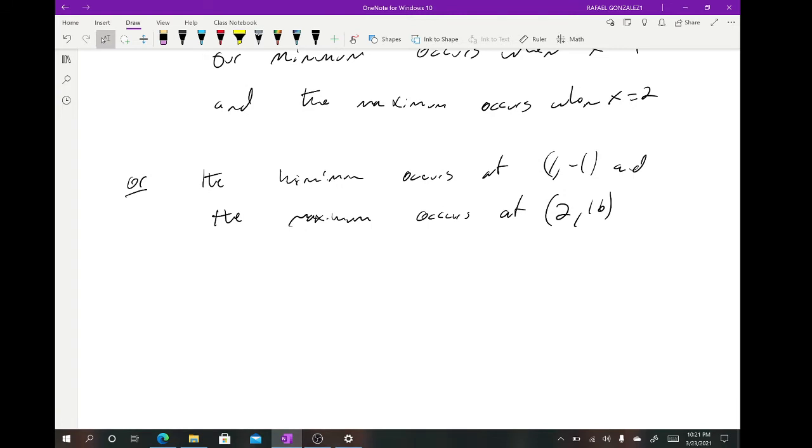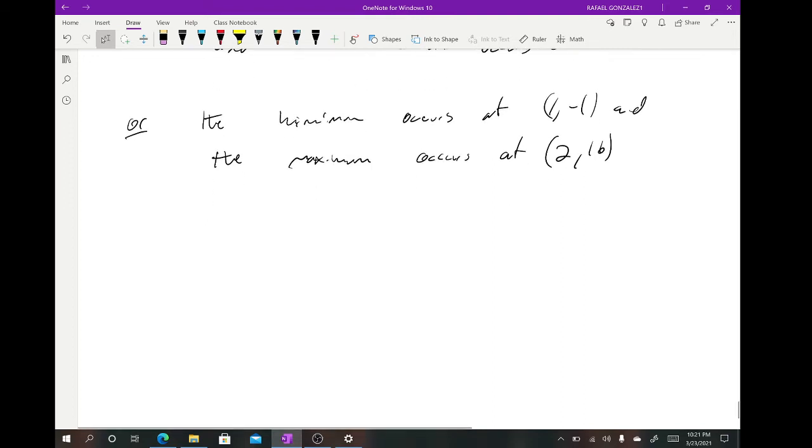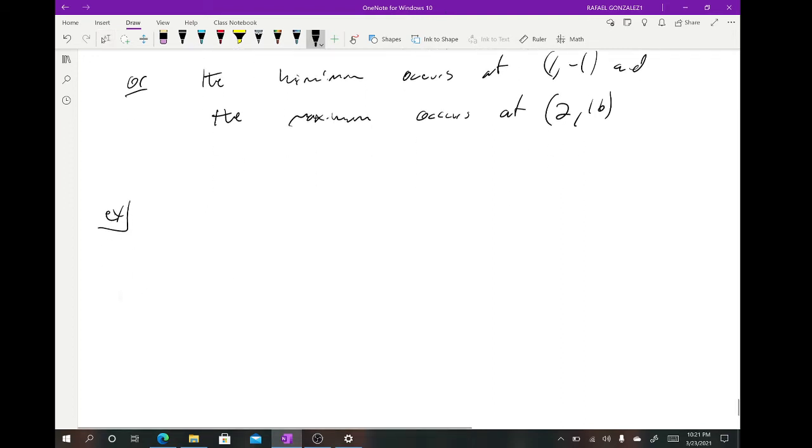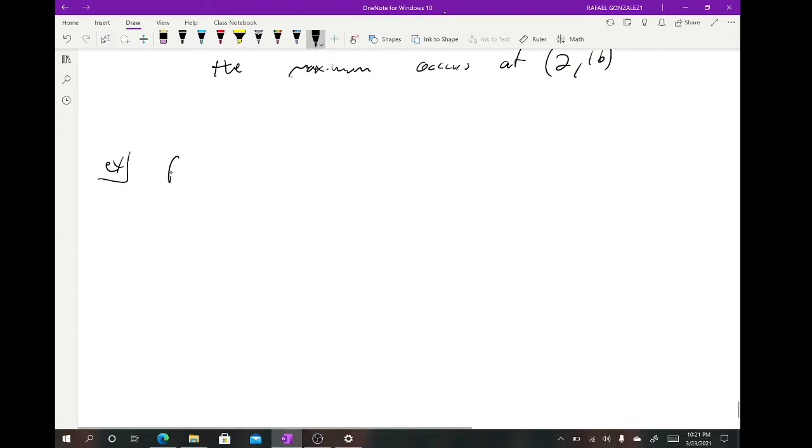Let's do another one for practice. So the next example is going to be, again, we're going to find the extrema. In this case, we're going to have f of x is equal to 2x minus 2x to the 2 over 3 on the interval -1, 3.